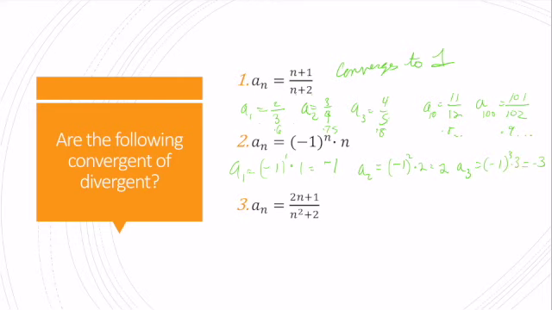What we're going to see in this series, if I write out the first few terms, we're going to have negative 1, 2, negative 3, 4, negative 5, 6. And what you can see is we're bouncing back between negative and positive. And because of this, our sequence is not going to converge. So this example is divergent.